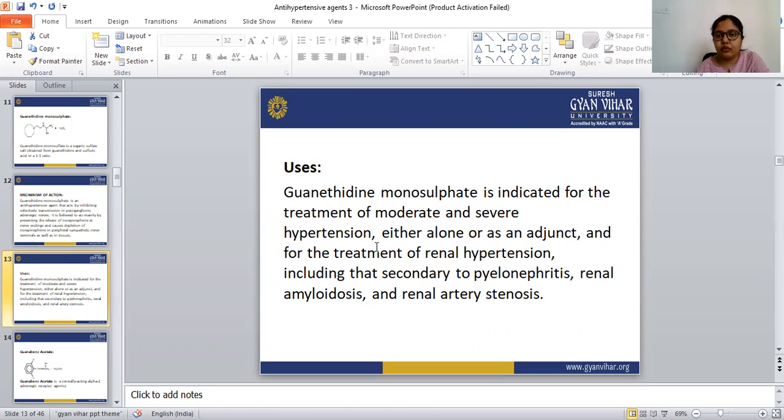Guanethidine monosulfate is an organic sulfate salt, obtained from guanethidine and sulfuric acid in a 1:1 ratio. Its mechanism of action is selectively inhibiting transmission in the postganglionic adrenergic nerves, inhibiting the release of norepinephrine at the nerve endings, and causing depletion of norepinephrine at the sympathetic nerve terminal as well as the tissue. And its use is in the treatment of moderate and severe hypertension.